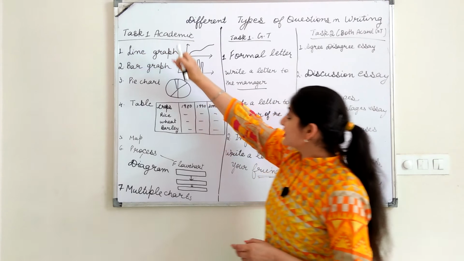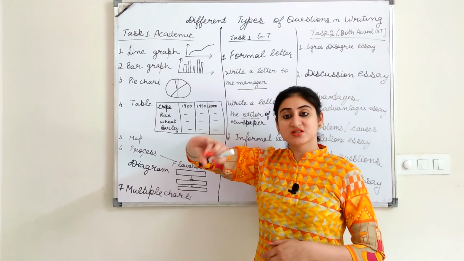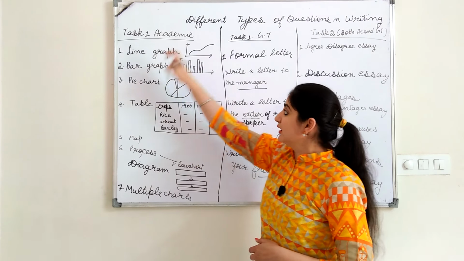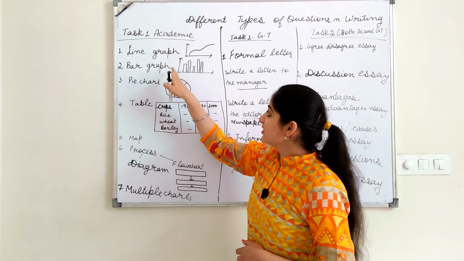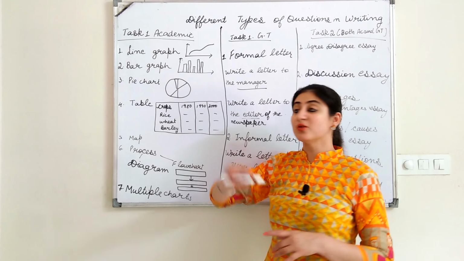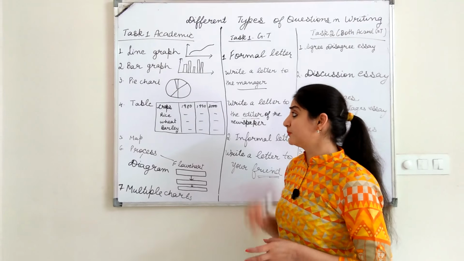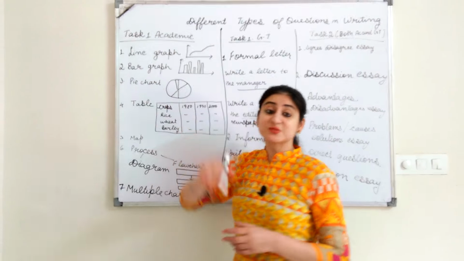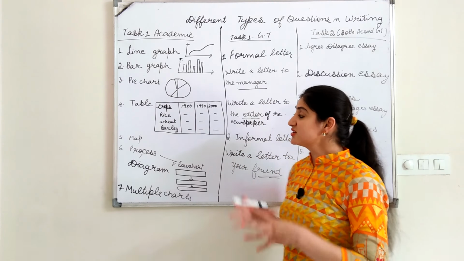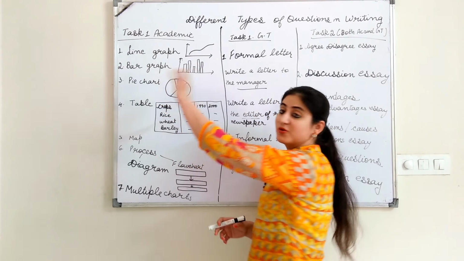Line graph. In case of line graph, the data is represented in the form of a line. Then second is bar graph. In this, data is represented in the form of bars or rectangular bars. The third category is pie chart. In this, the data is represented like this in the form of proportions.